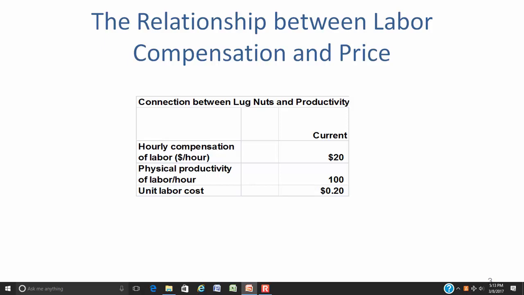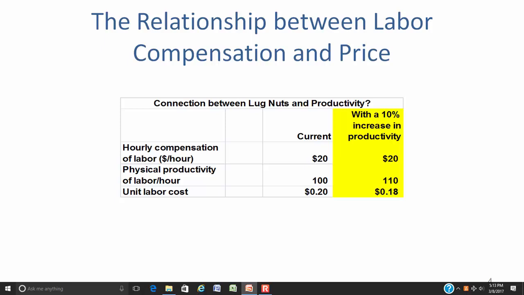So when the firm sells its goods and services, again in this example lug nuts, the unit price is directly related to the cost associated with the product produced or the physical product. In this first case, the hourly compensation for labor is $20 per hour. In 1 hour, the labor employed is able to produce 100 lug nuts. In other words, the physical productivity of the labor used is 100 lug nuts per hour. The unit labor cost is 20 cents per lug nut.